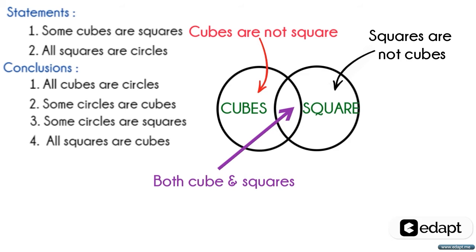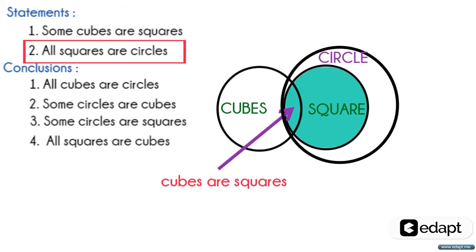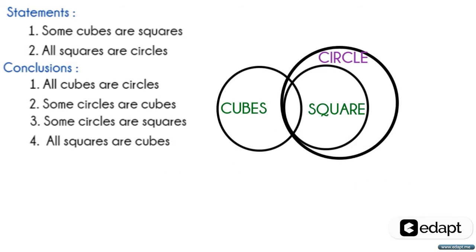Let's take the second statement. All squares are circles. Here the format used is all, which means all the portion of squares is included in circles like this. You can see that the complete portion of squares is inside the circle, which means all squares are circles. Now we have drawn the corresponding Venn diagram for these two statements.